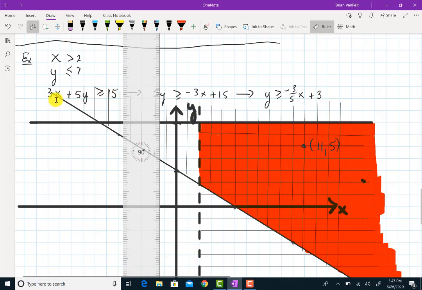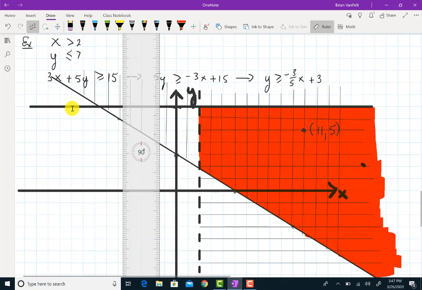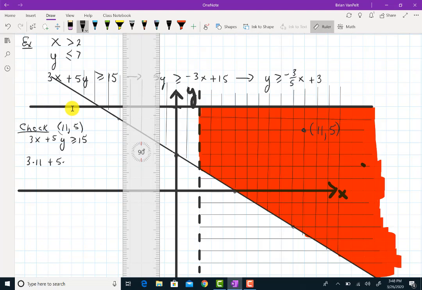Let me check this last one, but I'll use the original inequality for that check. So the point that I'm checking is 11, 5, and I'm throwing it into 3x plus 5y greater than or equal to 15. So 3 times 11 plus 5 times 5 greater than or equal to 15. I think it's pretty obvious that it is, but in case you need completion, 33 plus 25 is 58. And there we go. This is basically the idea.